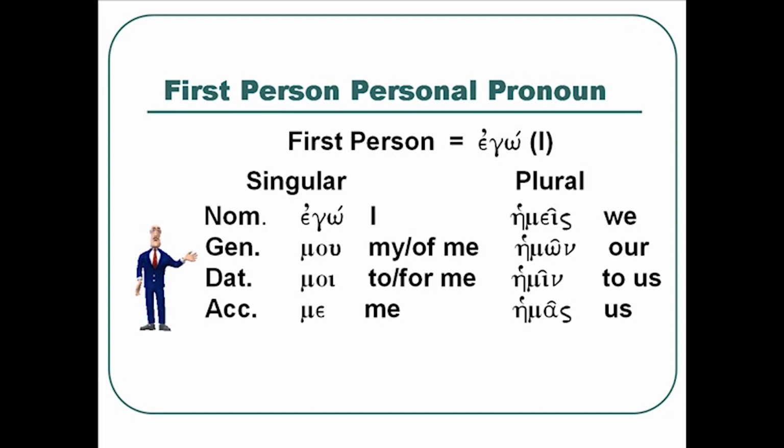Now, that's ego, that's our nominative. The genitive form is mu. You can see the omicron upsilon ending, similar to what we had in logos. Moi is the dative singular. It means to or for, at, by, with, me. And then the accusative is me, which is actually spelled just about the same way as our English me is spelled.